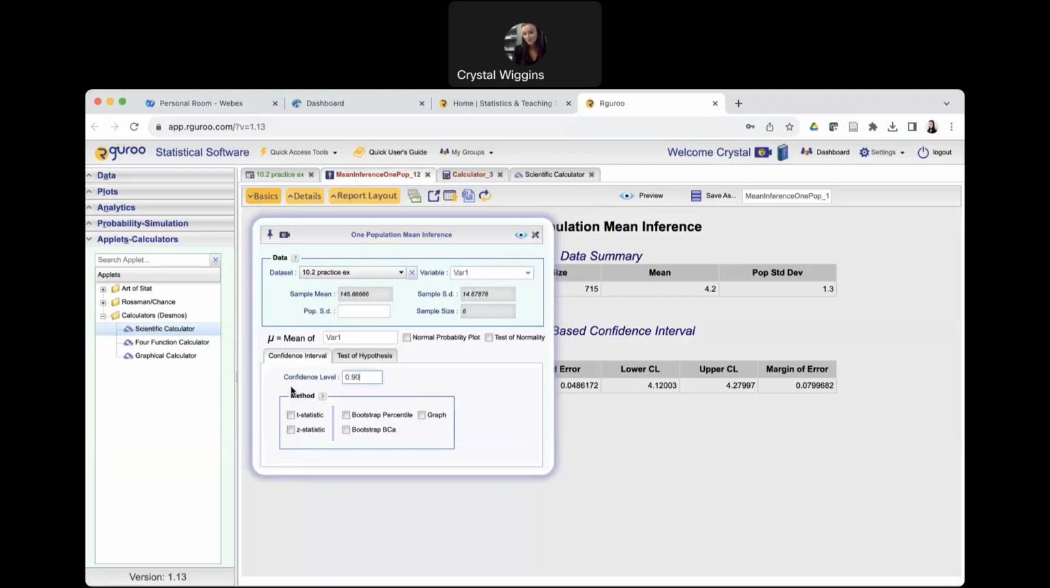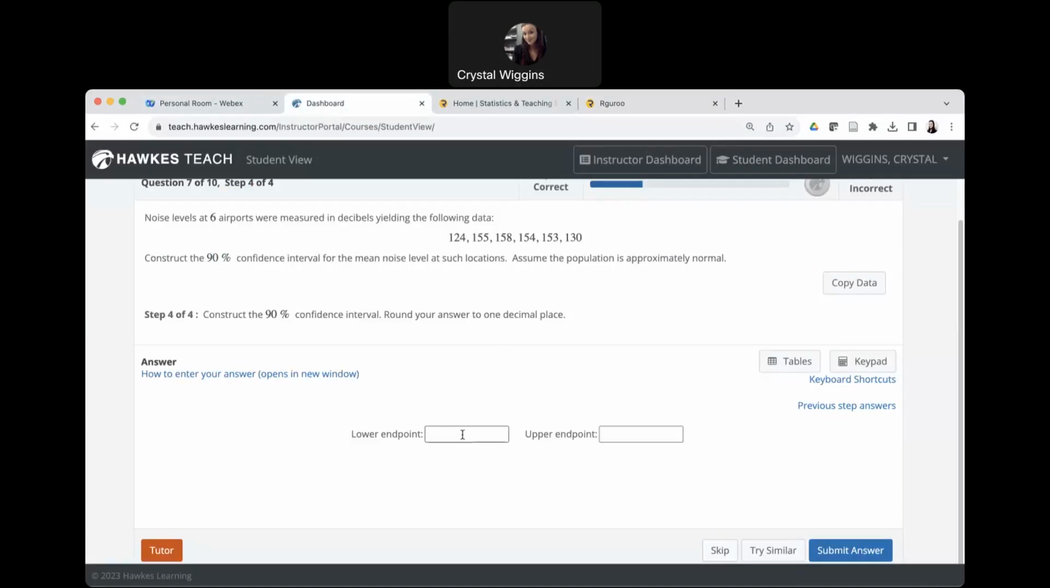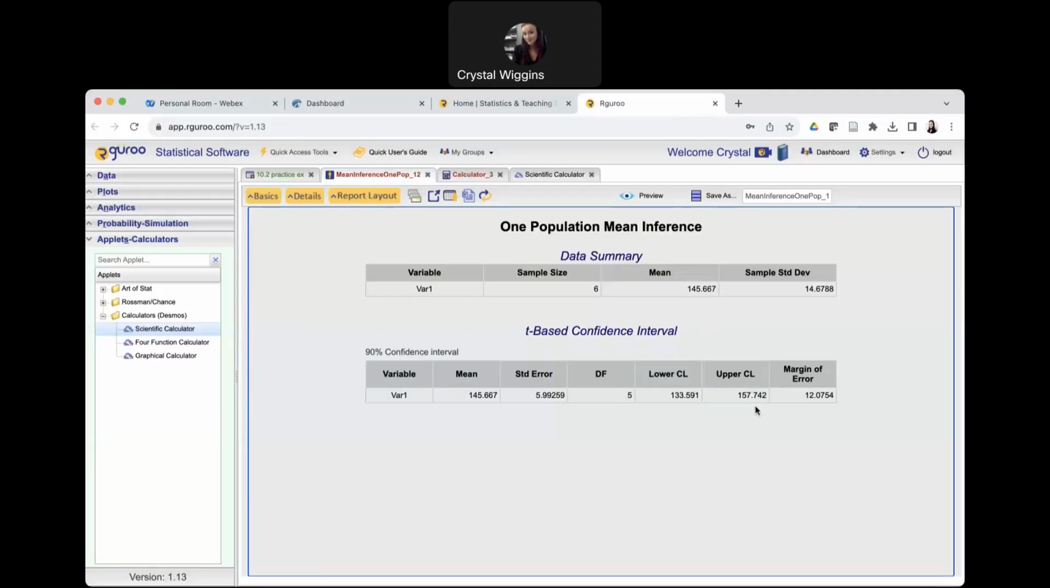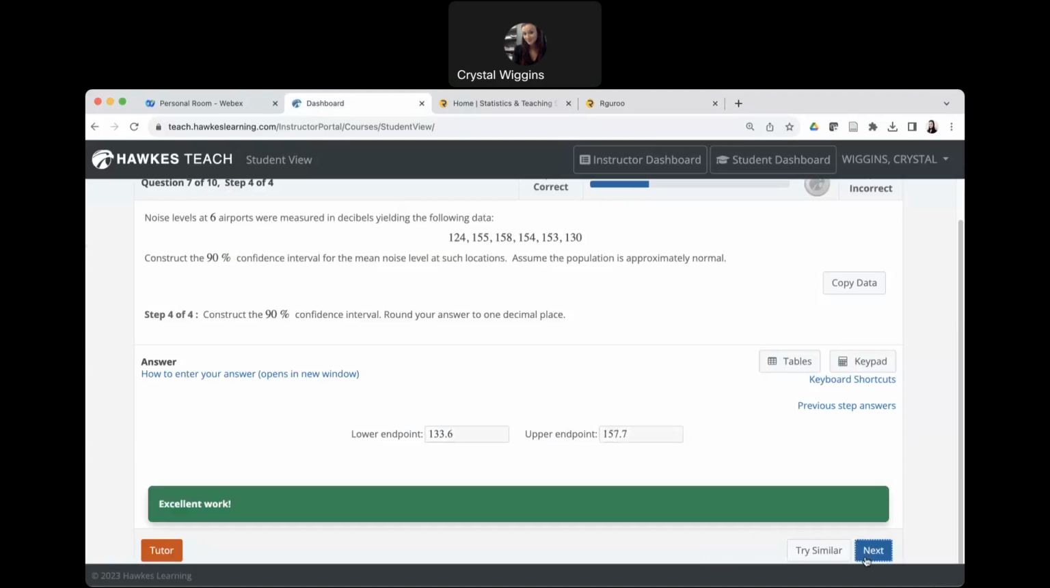And because I only have a sample standard deviation, I am going to be selecting a t-distribution to calculate this confidence interval. I click my eyeball and I can see that my lower limit is 133.6 when rounded to 1 decimal place. And my upper limit is 157.7. That completes that 4-step problem.